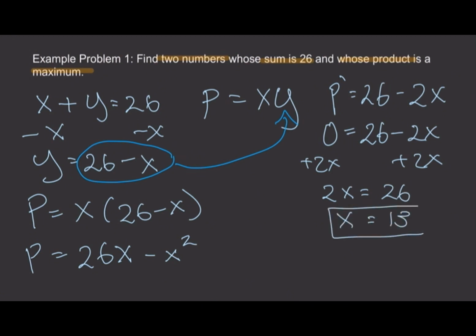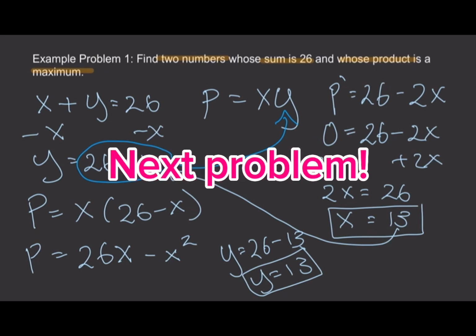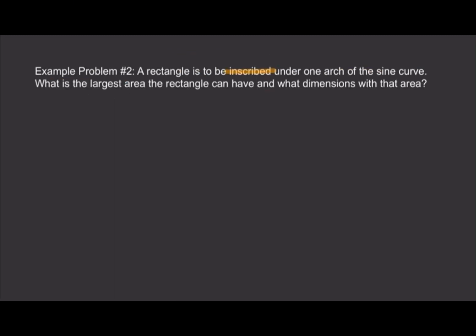To find the second number, we plug x into y equals 26 minus x. By doing this, we get y equals 26 minus 13. Then we get y equals 13. That is the second number. Now we have our answers, 13 and 13. Next problem.